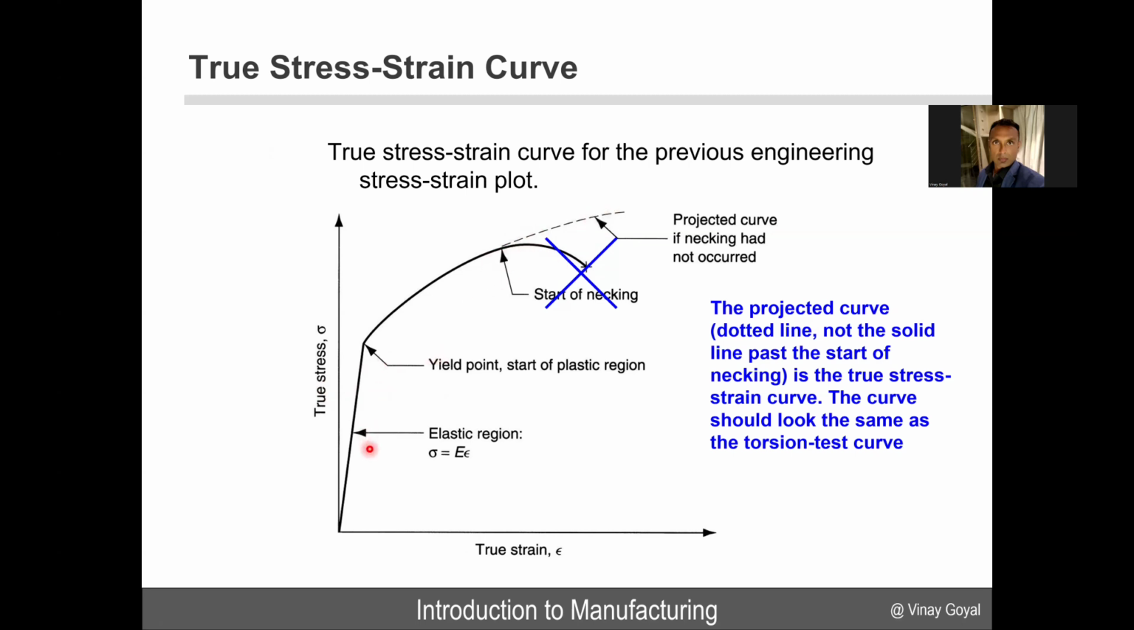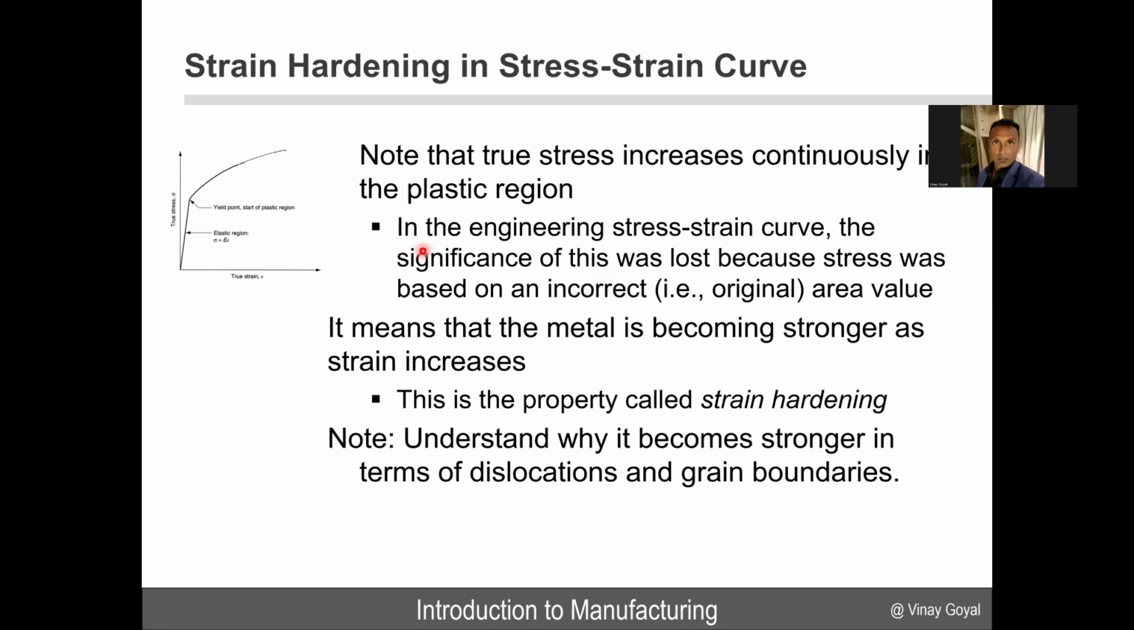So typically the curves in engineering stress strain and true stress strain will look similar up to the necking point, and then from there they will deviate, where the dashed line becomes the true stress strain curve and the black line corresponds to the engineering stress strain curve. The curve that you obtain from a torsion test will be similar as well. Note that the true stress continues to increase continuously in the plastic zone.